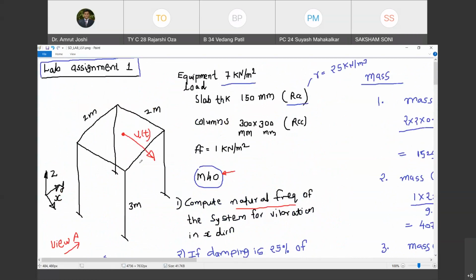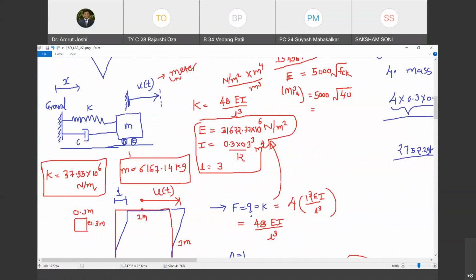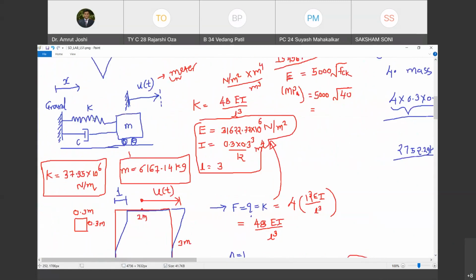We have translated it into a corresponding single degree of freedom system, whose free vibration analysis we have already done in class. So we have converted it partially. Why partially? Because I still don't know the value of C. Are you with me? So I am yet to find out the value of C.